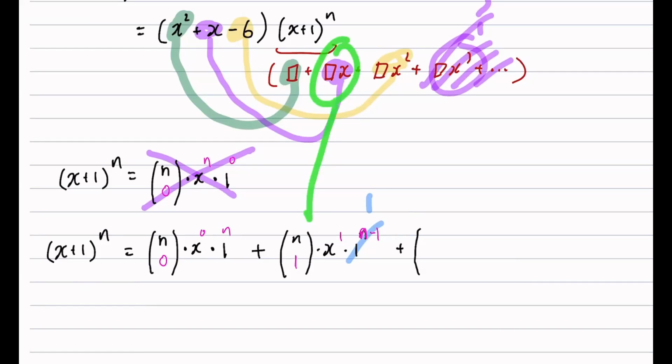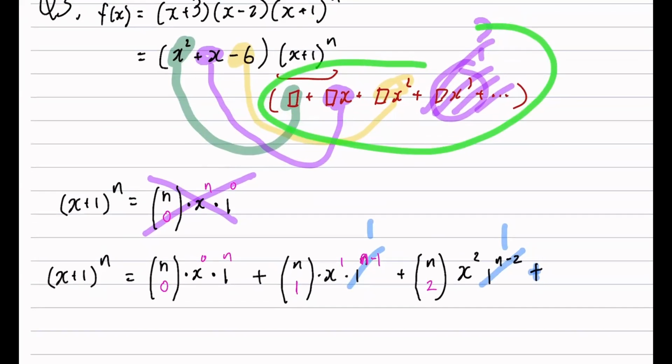So that's our purple term already, our linear term, right? X power 1. Next one will be n choose 2, x to the power of 2, 1 power n minus 2. Okay, but of course 1 power n minus 2 is just 1. Plus, do we need any more?